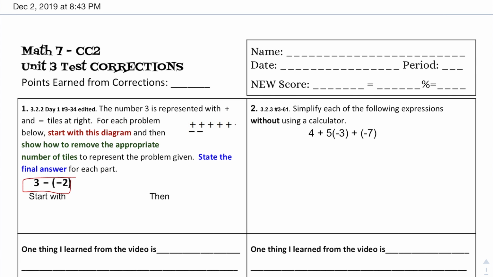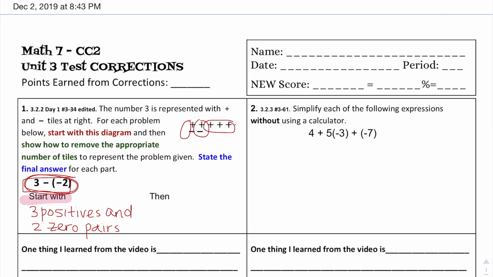So you were given 3 positives alone and then 2 sets of zeros. So what I wanted you to do right here where it says start with, I wanted you to write that part in, what I just explained. So you needed to say start with 3 positives and 2 zero pairs. Then I wanted you to finish that by saying what to do to finish this operation.